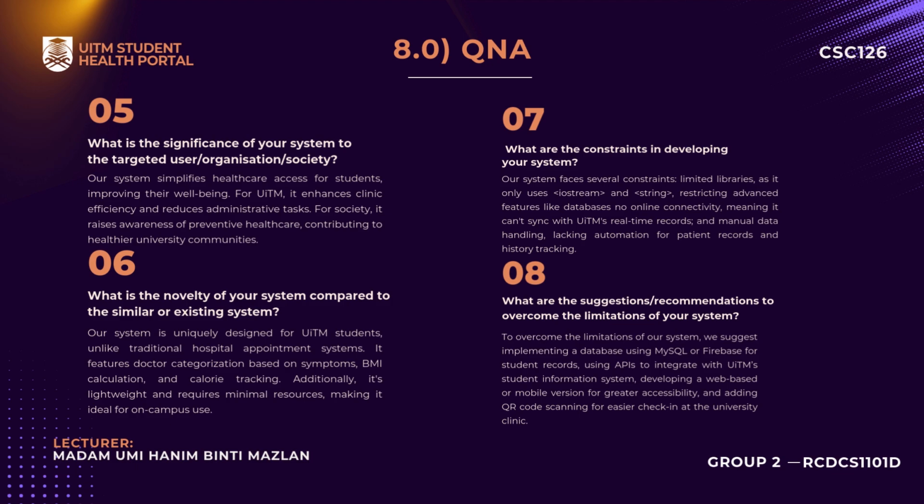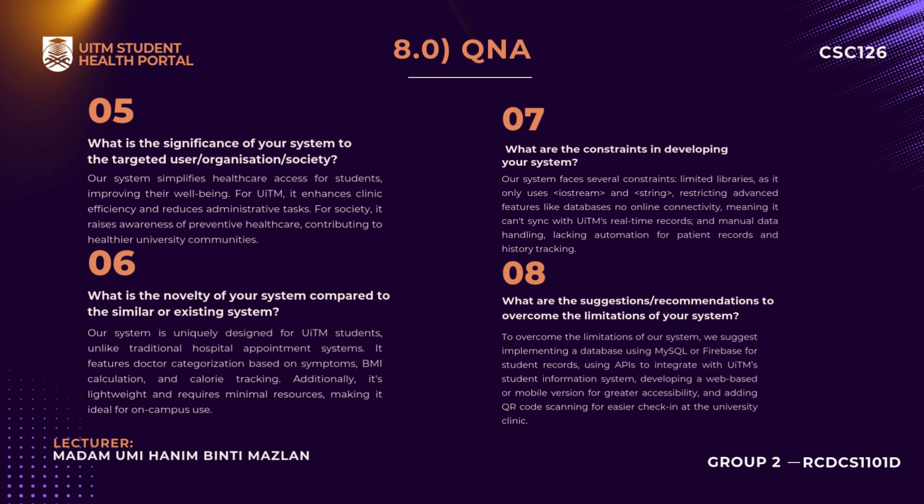For number five, what is the significance of your system to the targeted user, organization, or society? Our system simplifies healthcare access for students, improving their well-being. For UiTM, it enhances clinic efficiency and reduces administrative tasks. For society, it raises awareness of preventive healthcare, contributing to a healthier university community.